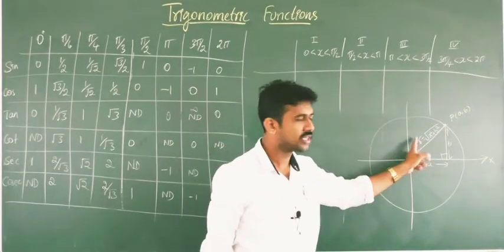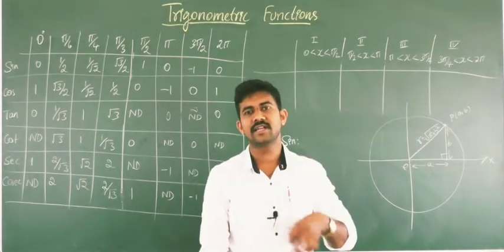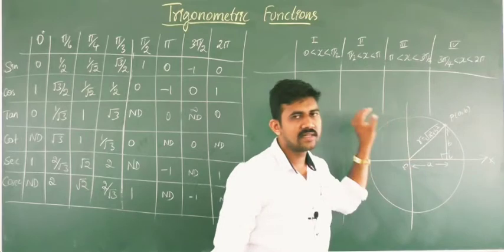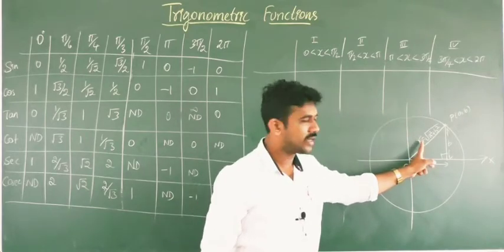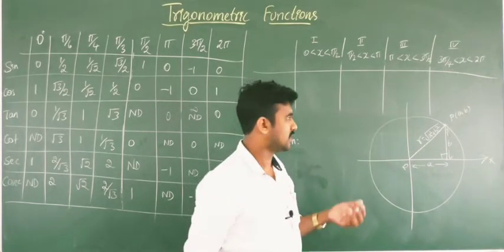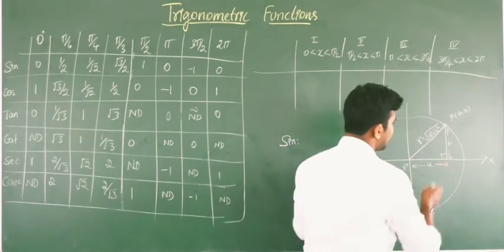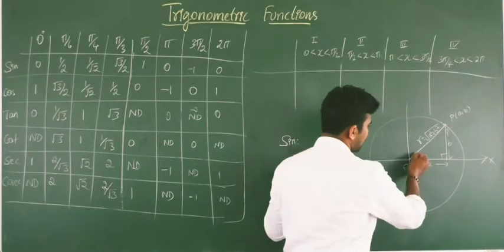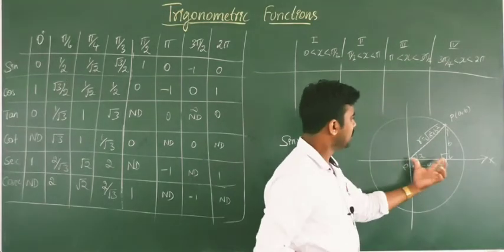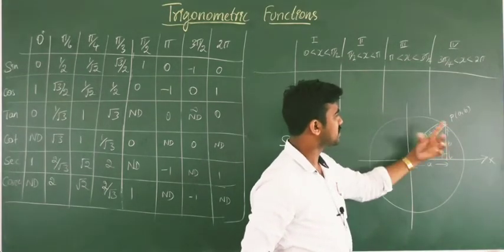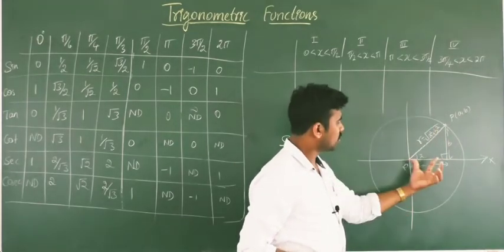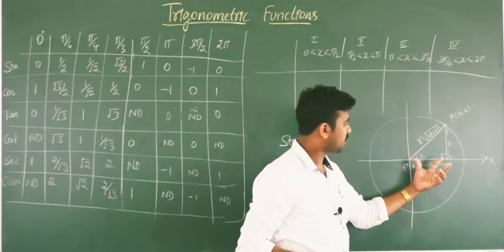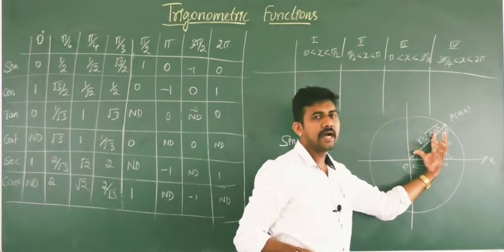But here it is not a unit circle I am considering, but any general circle. It may be unit or it may not be unit. So one general circle I consider, and the radius is R units. In this case we can say cos is nothing but adjacent side. If you consider the central angle, this is the adjacent side, this is the opposite side, this is the hypotenuse side. So cos is defined as adjacent by hypotenuse.